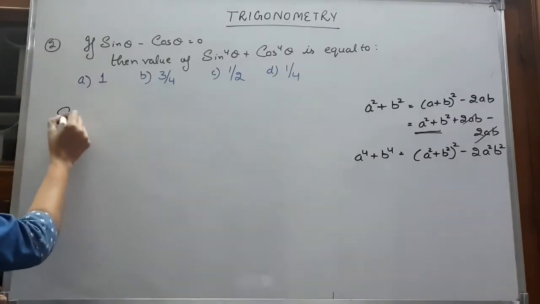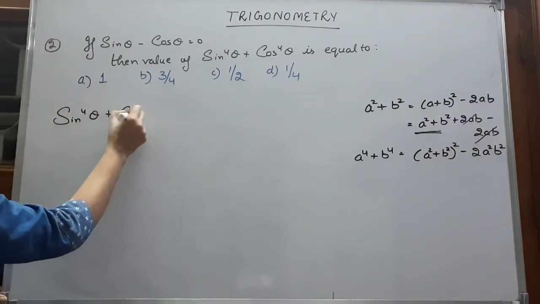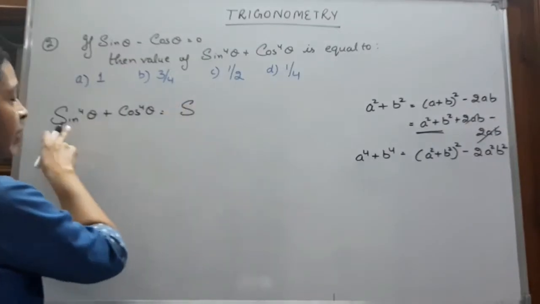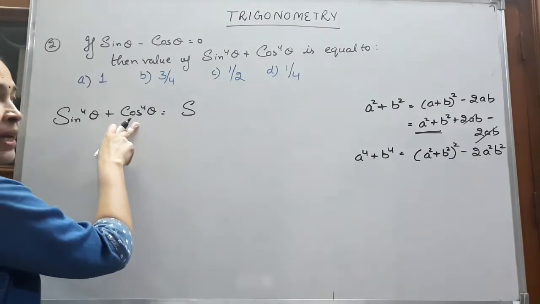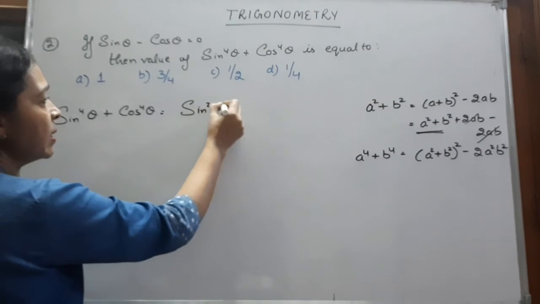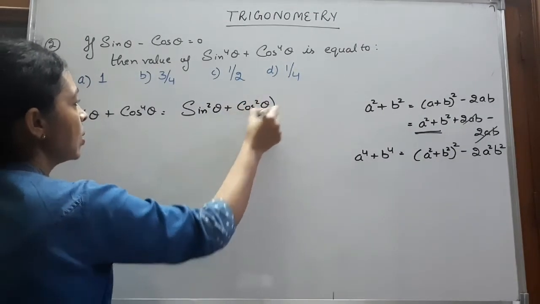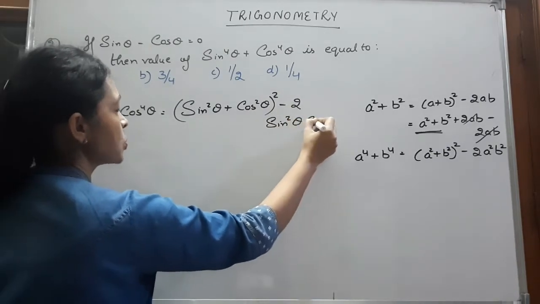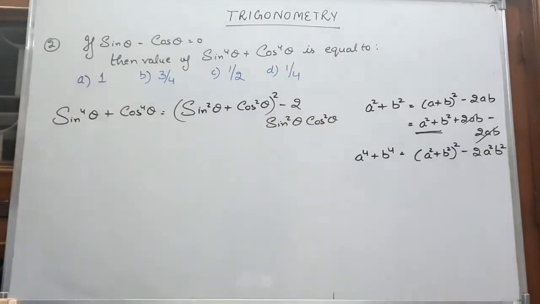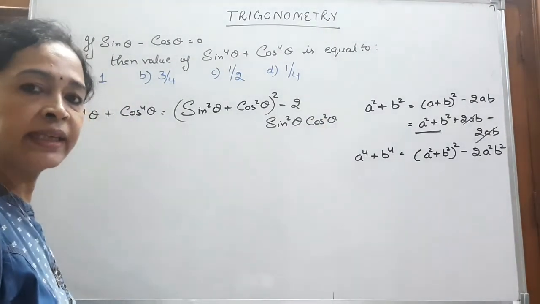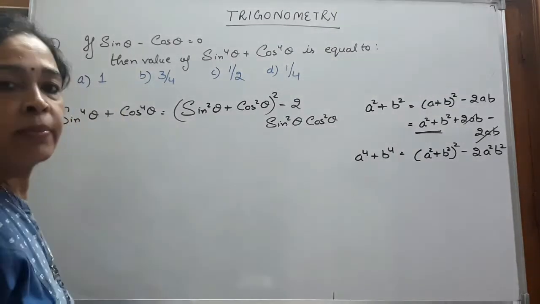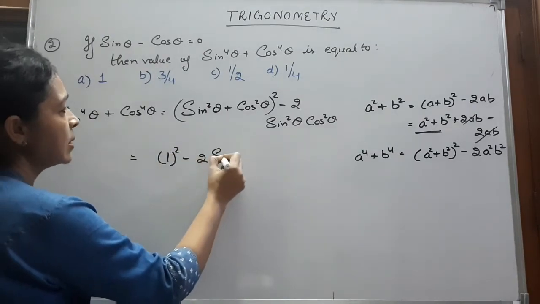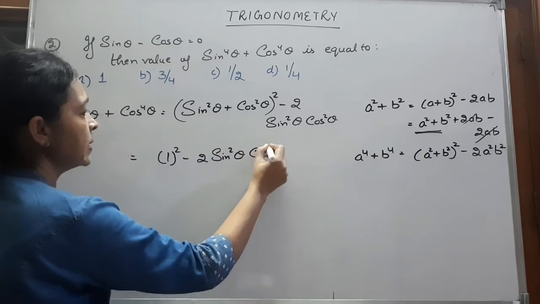So we have to find the value of sin to the power 4 theta plus cos to the power 4 theta. And this can be written as, if we take sin theta as A and cos theta as B, sin square theta plus cos square theta whole square minus 2 times sin square theta cos square theta. Clear? Now, what is sin square theta plus cos square theta? We have an identity: sin square theta plus cos square theta equals 1. So, 1 whole square minus 2 times sin square theta cos square theta.